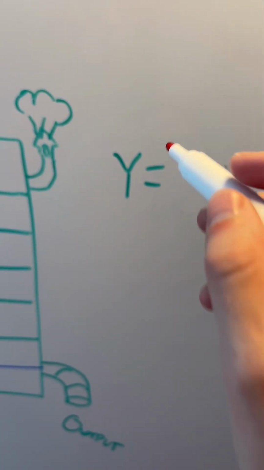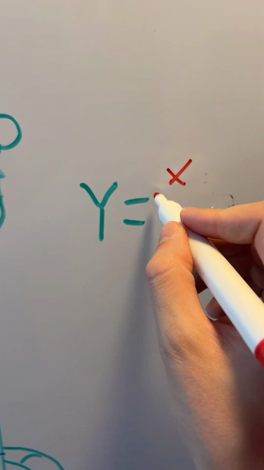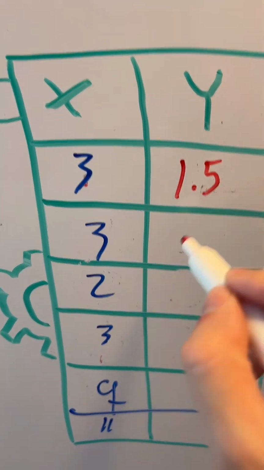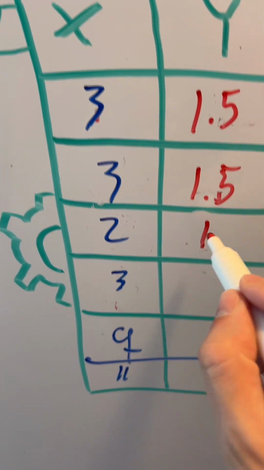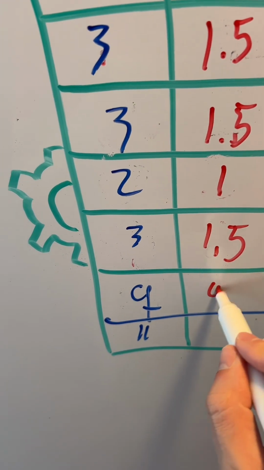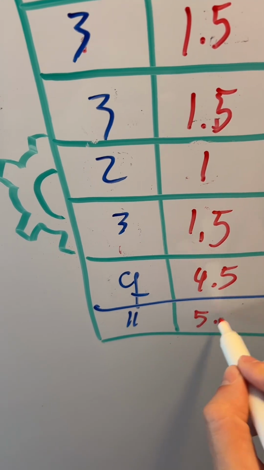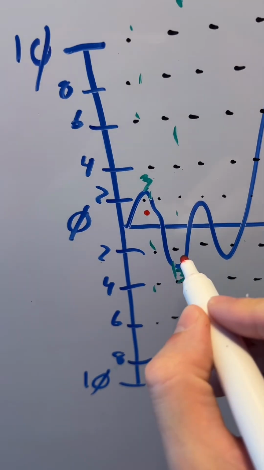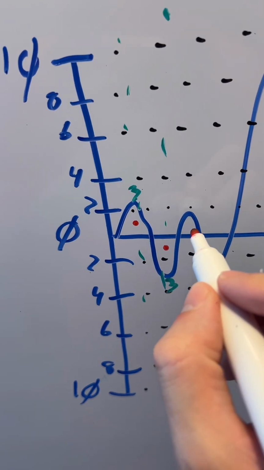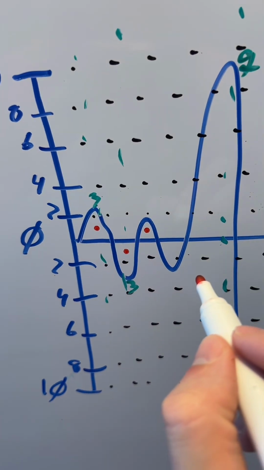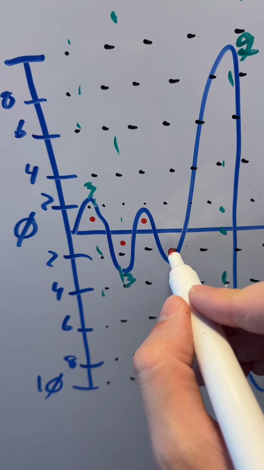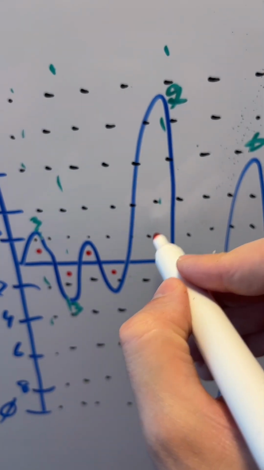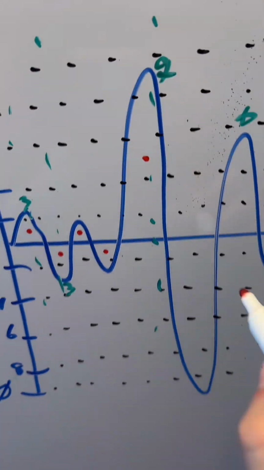So now let's say y equals x divided by 2. Which would mean that this is 1.5, this is 1.5, this is 1, 1.5, 4.5, 5.5. And so what would happen over here is now this peak goes there, and this peak goes there, and this peak is there, and we have another 1.5, this is a 2, something like that. It's cut in half, essentially. 2, 4.5, so on and so forth.